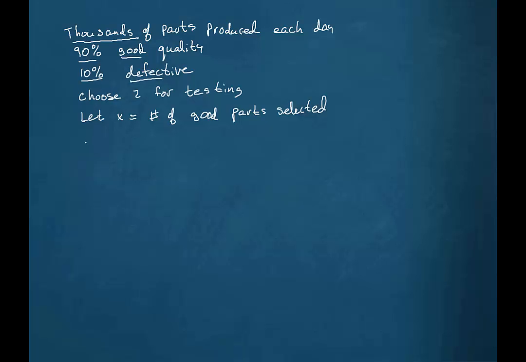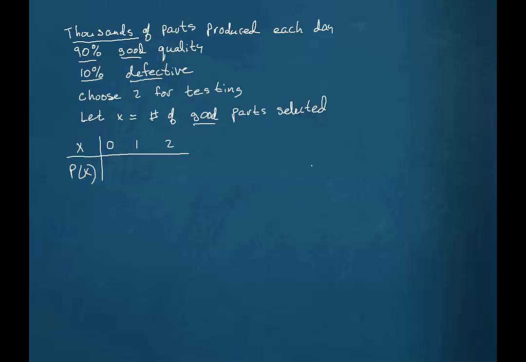So if we were to construct a probability distribution here, we would have our X value, our random variable, the number of good parts, and then the probability that X would take on each one of these values. Now, if we're going to choose 2, then there are 3 possible things that could happen. We could get 0 that are good. X is the number of good. We could get 1 that is good, or we could get 2 that are good.